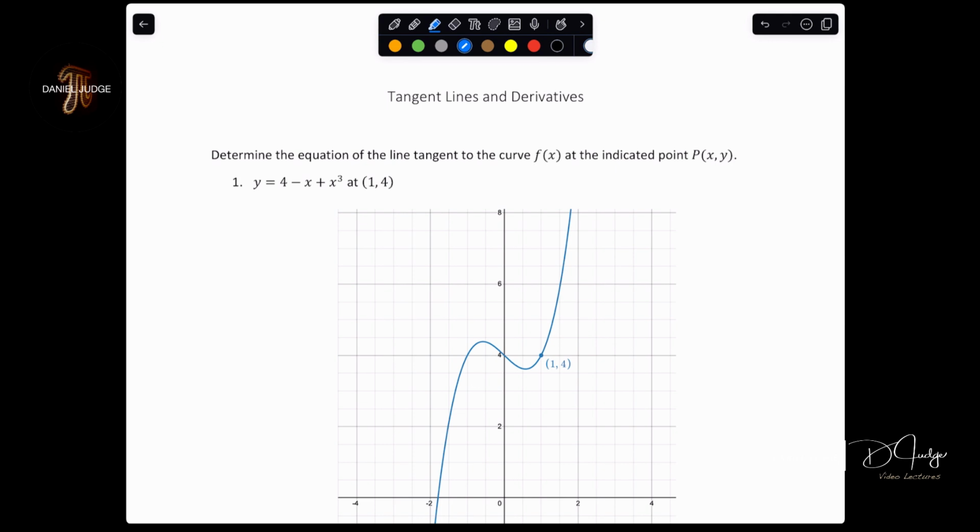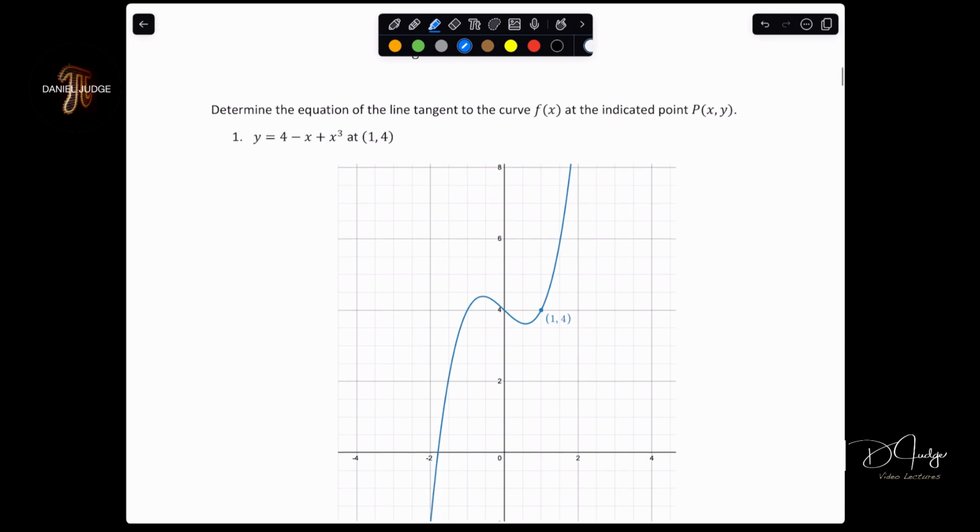All right, ladies and gentlemen, we have this video called Tangent Lines and Derivatives. We're going to go over the odd number sections in the video. So, ladies and gentlemen, let's take a look at what they want us to do. They want the equation of the tangent line to the curve.